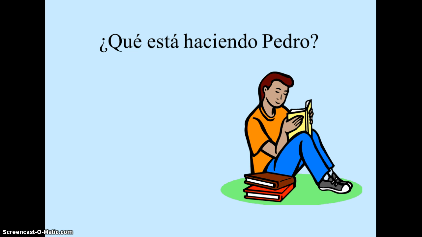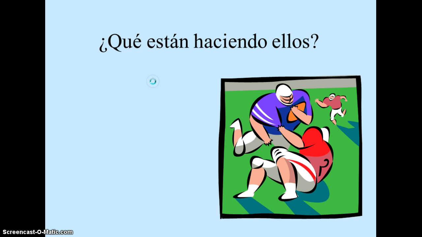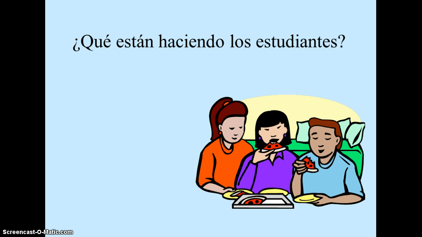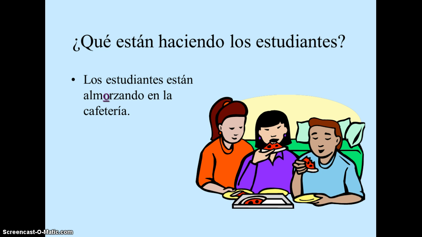¿Qué estás haciendo, Pedro? Pedro está leyendo. That would originally have been an I, but remember we can't have that I-E-O ending. It has to be a Y. ¿Qué están haciendo ellos? Ellos están jugando el fútbol americano. And jugar is usually a U to UE stem changer, but we don't mess with it because it's not an AR or it's not an IR verb. ¿Qué están haciendo los estudiantes? Los estudiantes están almorzando en la cafetería. You see here that we left that O because it's an AR verb, so we don't need to stem change. Or you could say los estudiantes están comiendo pizza.